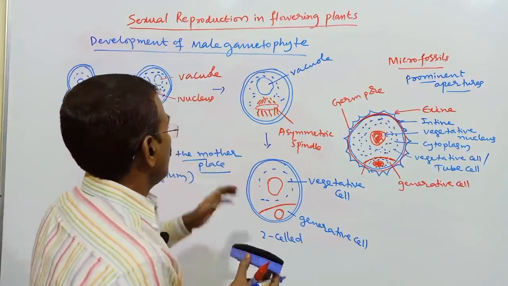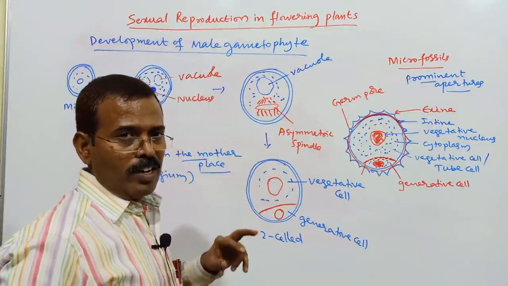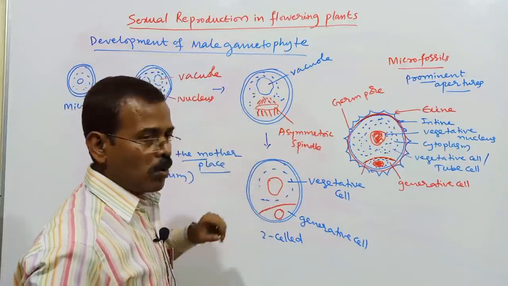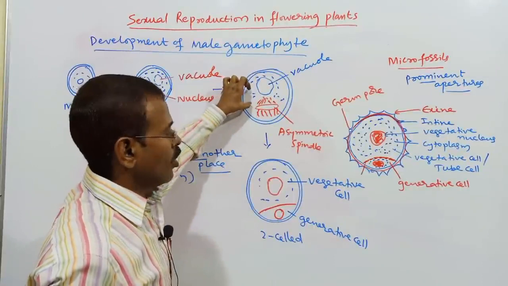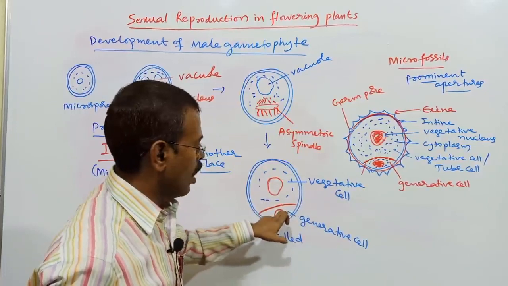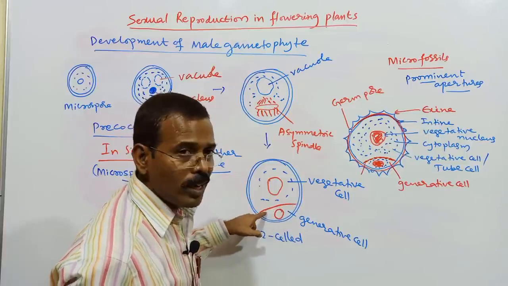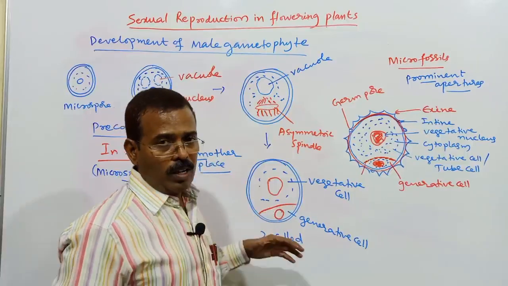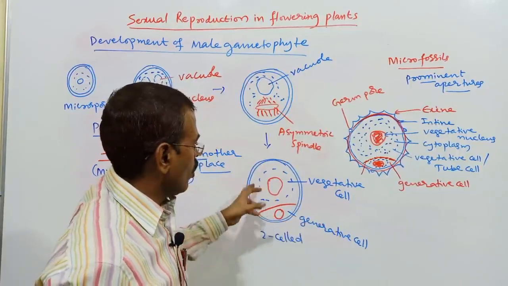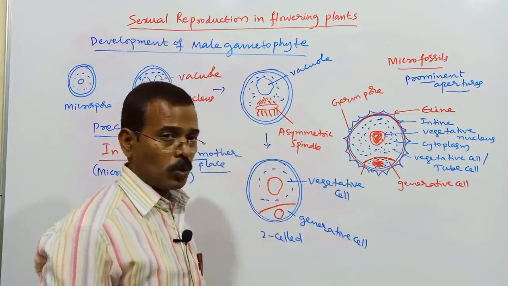Here the nucleus has divided into two nuclei. One is the larger vegetative nucleus and the other is the smaller generative nucleus, and cytoplasmic division has also resulted in the formation of a larger vegetative cell and a smaller generative cell. Initially both these cells are separated by a callose wall layer. Soon it disintegrates. As a result, this generative cell, which is spindle shaped, floats in the cytoplasm of the vegetative cell. So this is what we call the two cell stage.